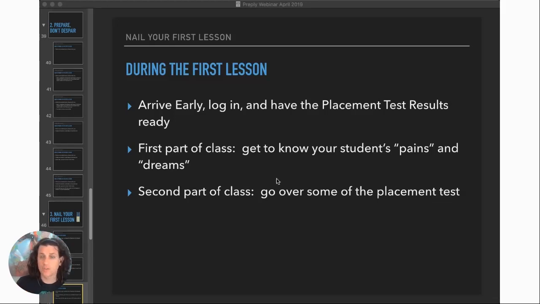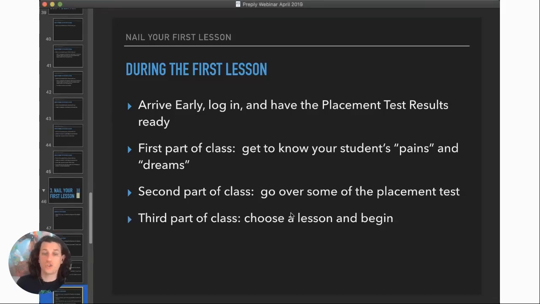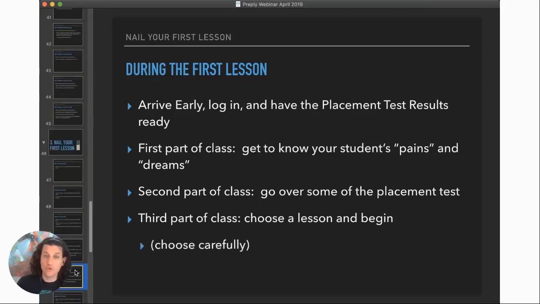Okay, great. So the second part of the class, go over some of the placement tests. Third part of the class, choose a lesson and begin. This is important. You want to choose carefully. So if I have a student, I don't want to pick the easiest lesson because then they might say, oh man, this is too easy for me. I also don't want to say, we're going to talk about mixed conditionals because that's really complicated. And your student might feel like, oh boy, this English stuff is hard and I don't know if this is for me.